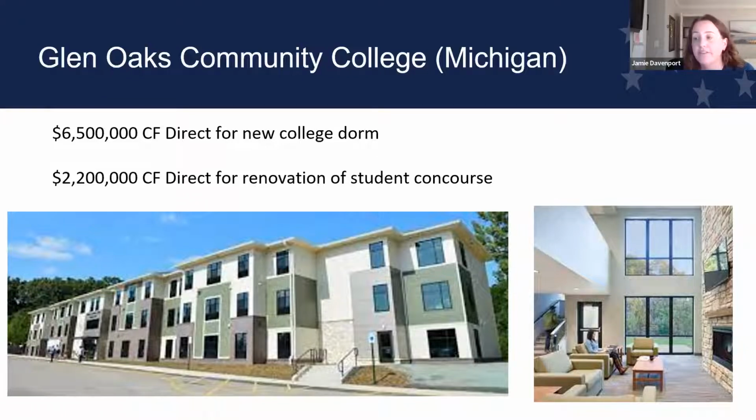After the $6.5 million college dorm project, the college requested and received a $2.2 million CF direct loan for renovation of the student concourse, like a student center. So this project allowed for renovation of a 50-year-old building and provided new and improved meeting space and dining space for the college community.